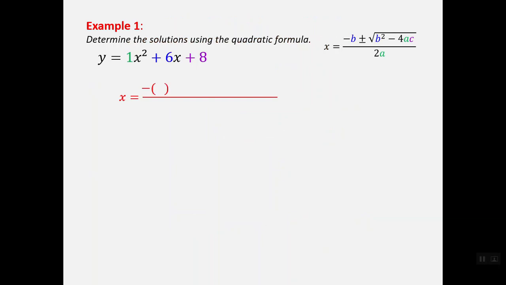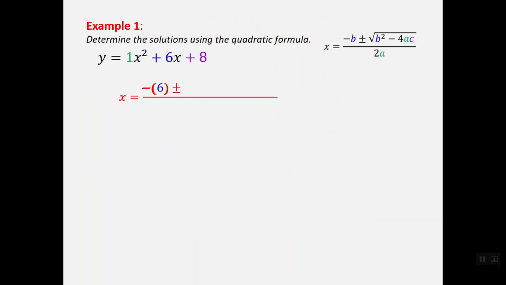As I am often doing, I'm giving you some advice about how to write it. I definitely do this every time. I write the opposite and then I put a set of parentheses. And then it helps me to keep track of what's supposed to be positive and what's supposed to be negative. So then I fill in the b value inside my parentheses, which is 6.